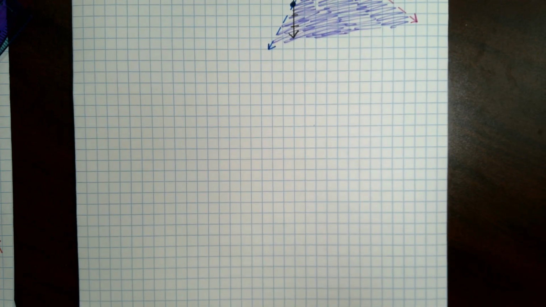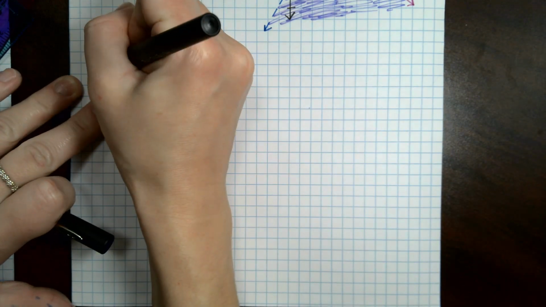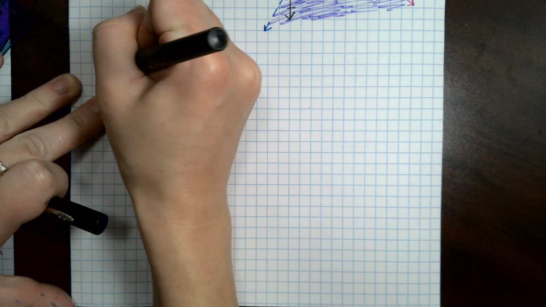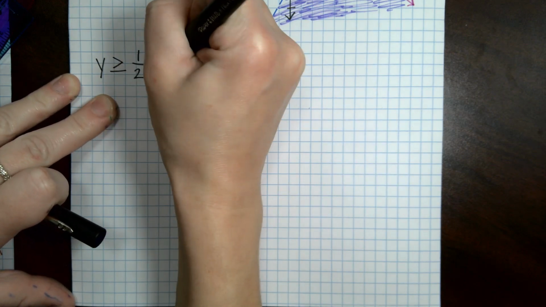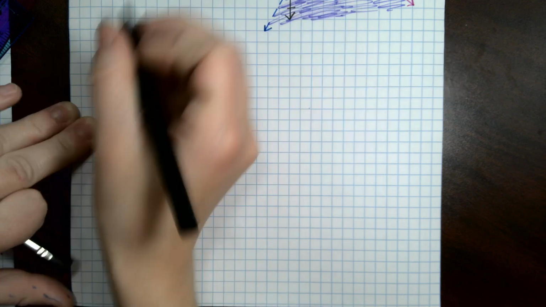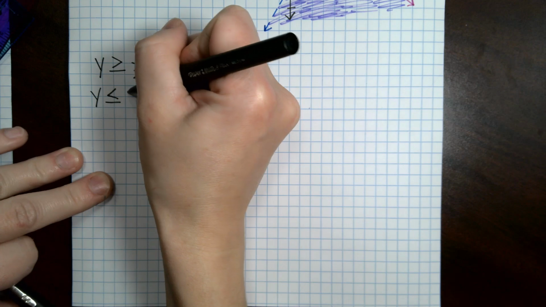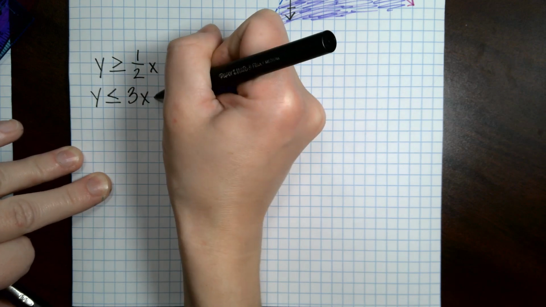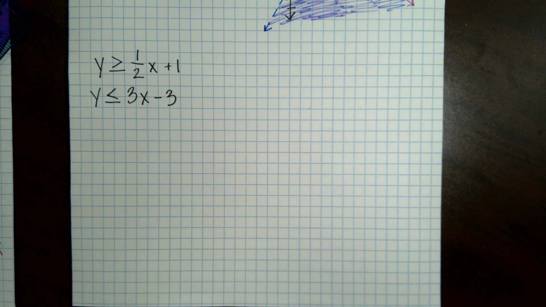Okay, so let's do y is greater than or equal to 1/2 x plus 1, and y is less than or equal to 3x minus 3. Okay, I want you to graph the solution of those two linear inequalities. I'm going to pause the recording and I'll set a timer for you guys.